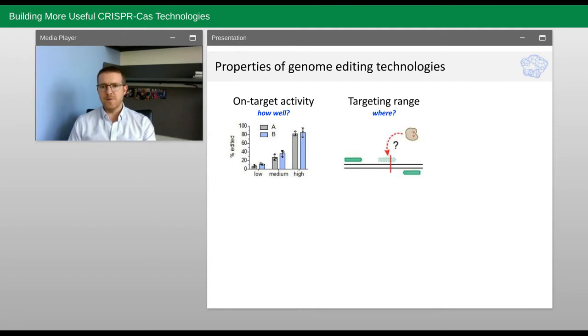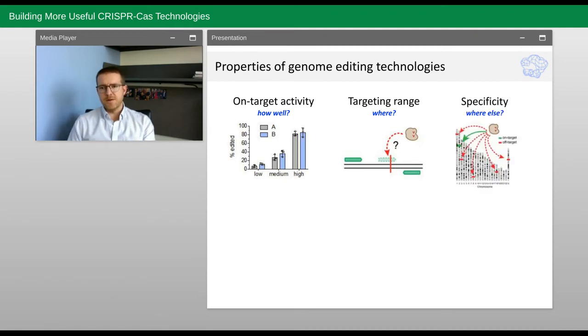Another really important property is the targeting range of an enzyme. The question there becomes, where in the genome can it edit? Are you able to position the edit precisely where you need to make the exact change that you intend? Another really important question is the specificity or safety of the genome editing technology. The question there being, where else in the genome is the technology binding and editing? And are you making other off-target edits in the genome that could be problematic for your approach?